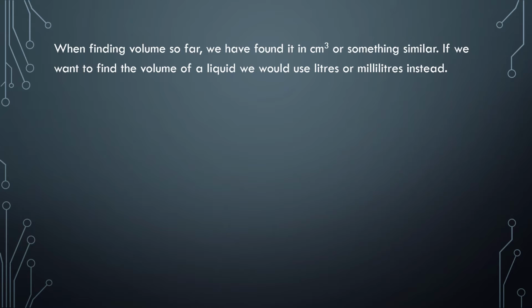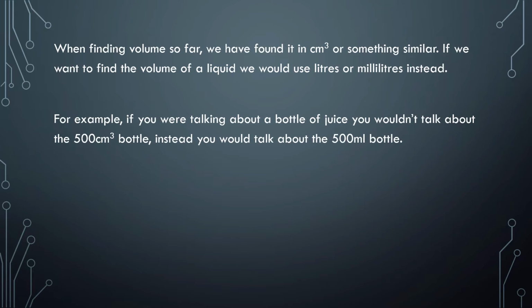But if we think about things like liquids, we tend to use different words. We don't use that terminology. For example, if you're going to buy a bottle of juice, you tend not to talk about the 500 cubic centimeter bottle. Instead you talk about 500 milliliters. So when liquid is the thing we're interested in, we use liters and milliliters instead of cubic centimeters and cubic meters.